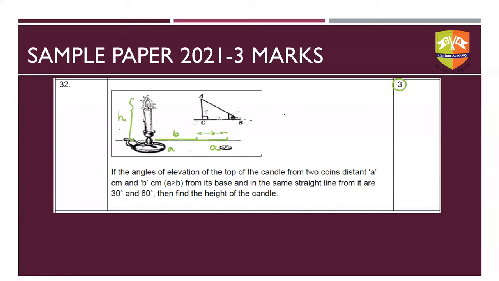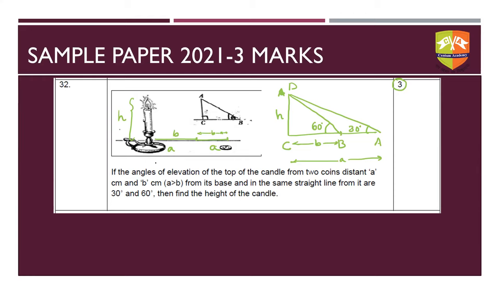So I will draw a diagram first. This is B, this is A, this is C, and this is D. And I will join this and join that as well. This is B, and please be careful, A is A. From its base and in the same straight line, 30 degrees and 60 degrees. Obviously, this angle is going to be 60 degrees and this angle is going to be 30 degrees. This is a three marker question. And this is H. Very simple. What do you need to find out? H in terms of B and A.